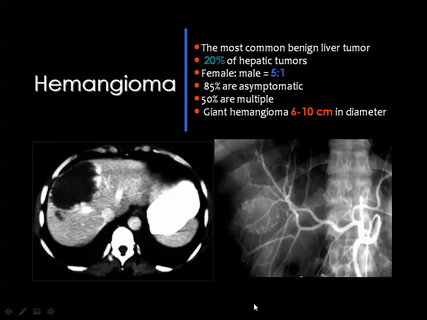Then the third one in this category is the hemangioma, which is considered the most common benign hepatic tumor, and it represents about 20% of the hepatic tumors and is more common in females compared to males and is usually asymptomatic. Many times a hemangioma can be multiple, and if the hemangioma reaches the size of 6 to 10 centimeter in diameter, it is known as giant hemangioma.